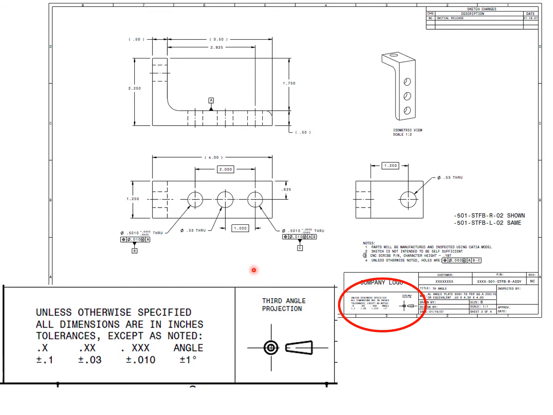Okay, another thing you see in a drawing are tolerances. Inside the title block, you'll see what tolerance you are using. The machinist, first thing they'll look at is, okay, they see the dimensions, but are these inches? Are these millimeters? A quick way to find out is just look at the title block. Unless otherwise specified, all dimensions are in inches.